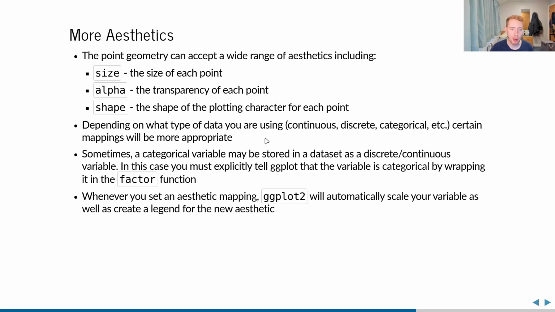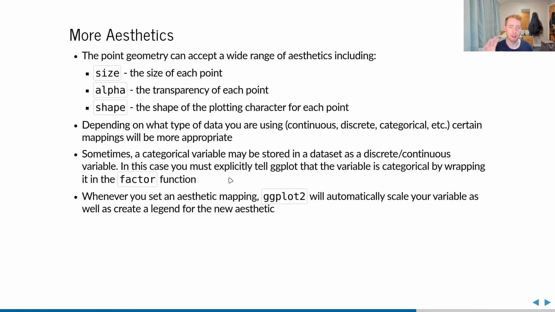And so depending on the type of our data, whether it's continuous, so taking any value, discrete, things like integers, where they have to be whole numbers, or categorical, where there's a fixed finite number of things, different mappings, different aesthetics will be more appropriate. So mapping a continuous variable to colour makes sense. We can have a spectrum. Mapping a continuous thing to shape doesn't make any sense and will probably get an error.